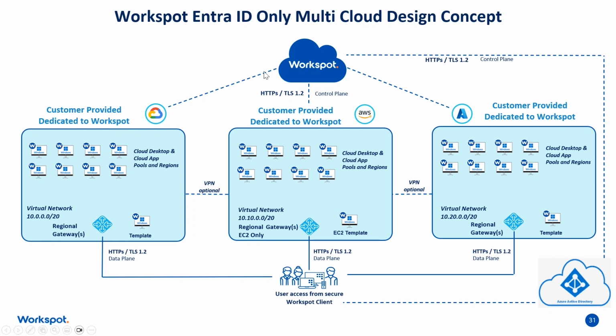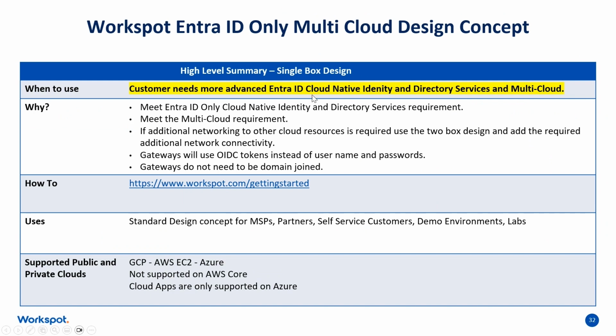So we'll take that same multi-cloud design concept, and now, as you can see here, we're going to introduce Azure Active Directory, so Entra ID only. It's very possible to do that same design. What's nice here is VPN is optional, because you can keep these clouds isolated from each other, or use your networking foundational connection to VPN or peer over to whatever other resources they need to reach, but we're still putting these Workspot resources in their own boxes. And so this will meet an Entra ID only, cloud native identity directory services management.